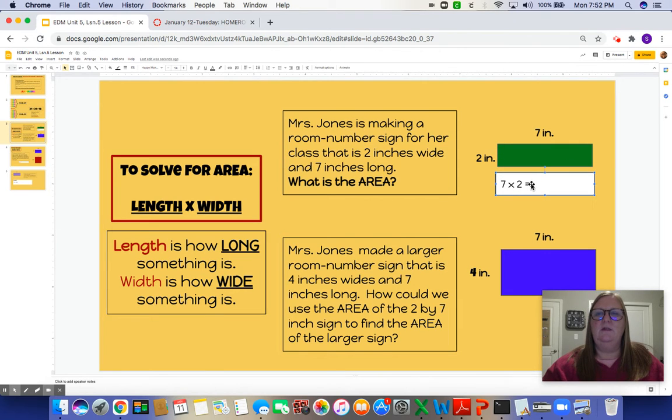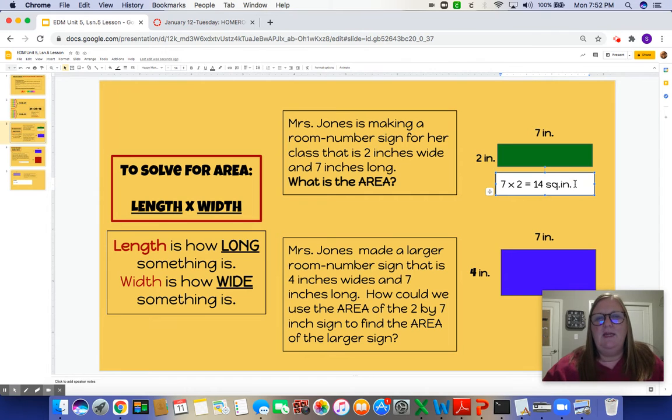So 7 times 2 equals 14. And remember, when we do area, it's in square inches. So 14 square inches. Now, we're going to continue reading and we're going to do some doubling this time.